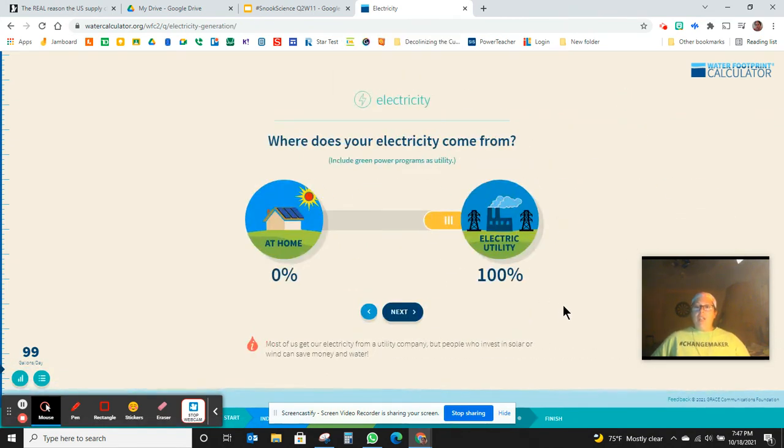Where does your electricity come from? It just so happens I have solar power on my roof. So I'm going to slide this all the way over to at my home because I produce my own electricity on my rooftop. If you have solar panels on your home, you can also slide that over. Otherwise, you're going to keep it at the electric utility, which means TEP produces your electricity, which is totally fine.